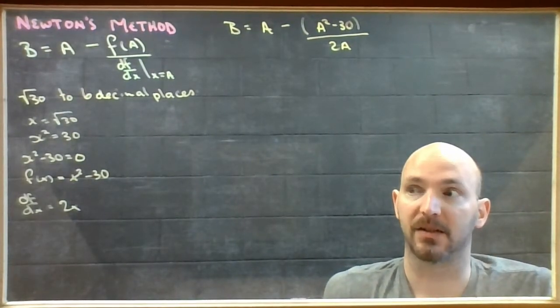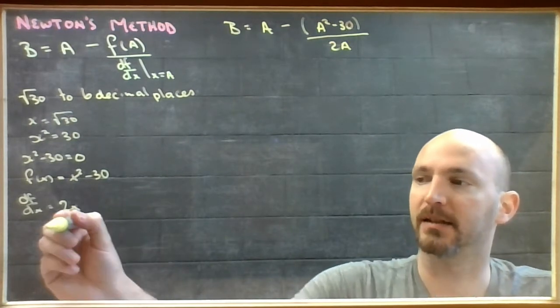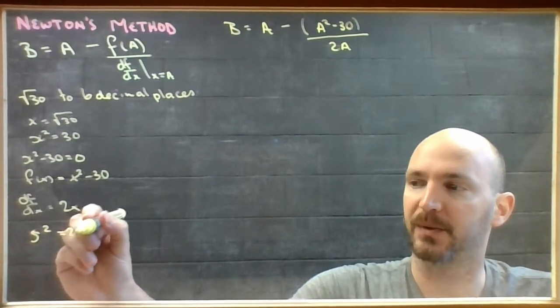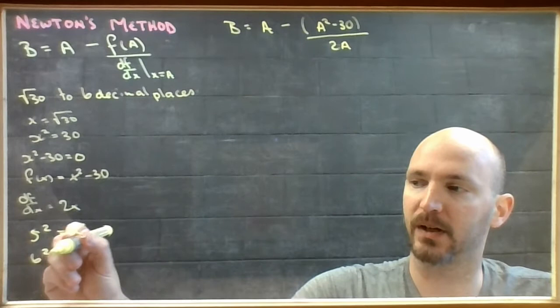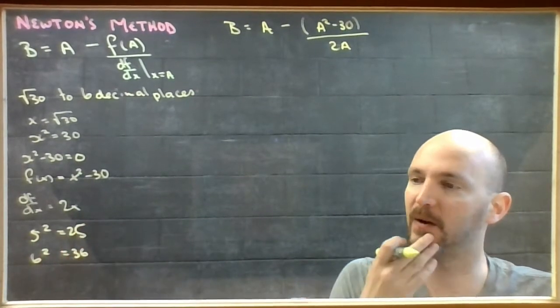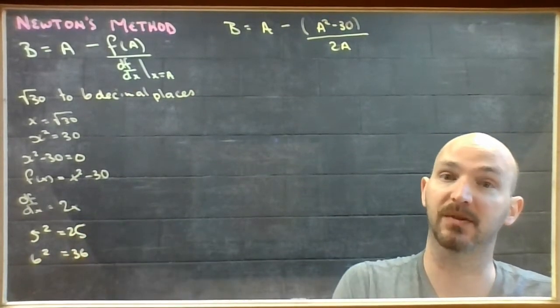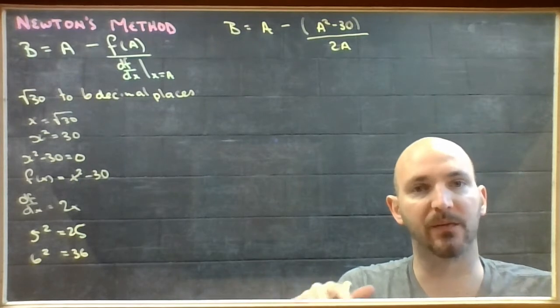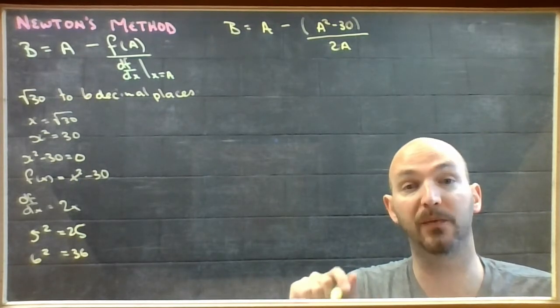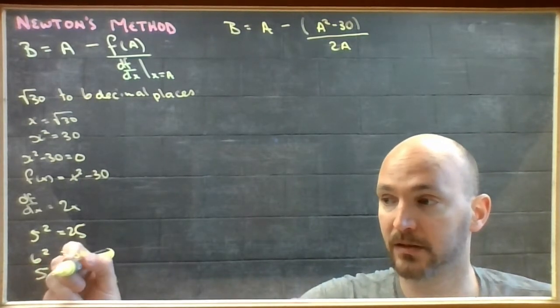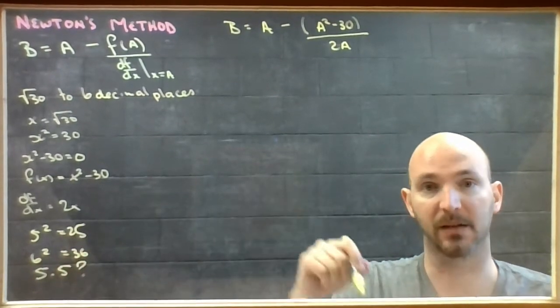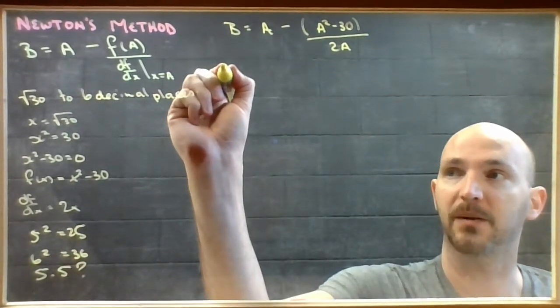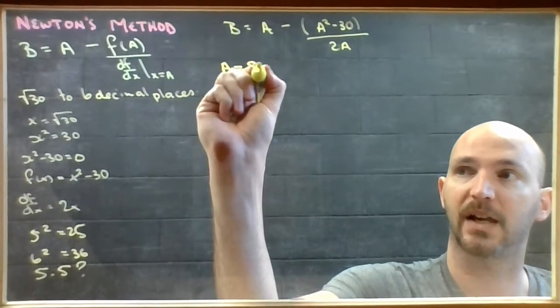So we need a place to start. I can tell you that 5 squared is 25 and 6 squared is 36. So this was too small, this was too big. We need a number between 5 and 6. How about 5.5? Question mark, that might not be so bad. So I'm going to make my first guess 5.5.